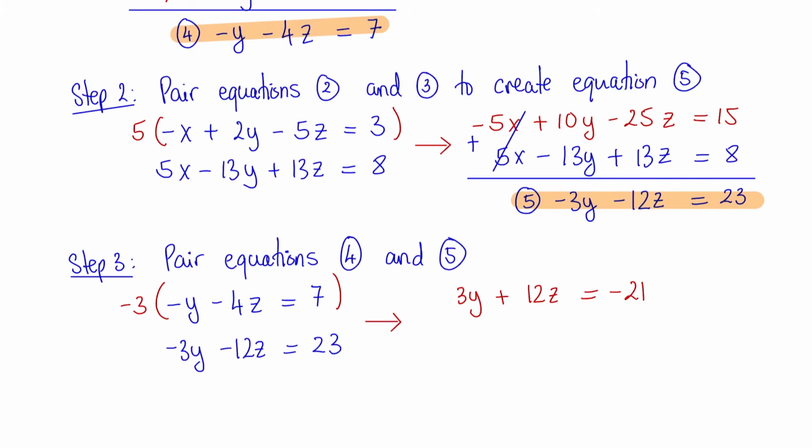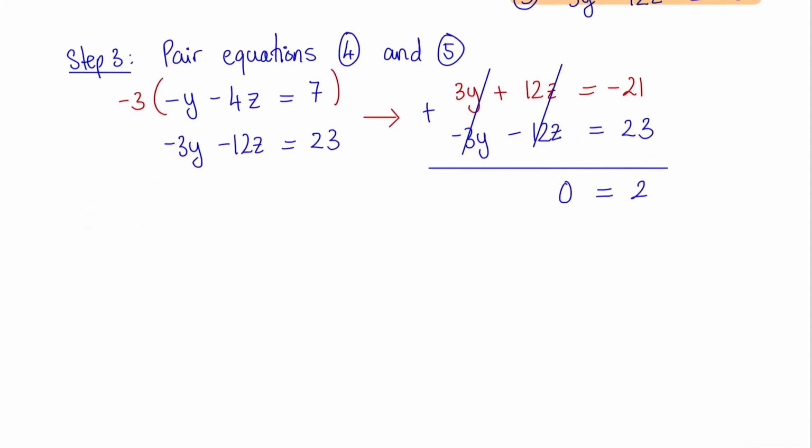The other equation stays the same. Negative 3y minus 12z equals 23. And I am going to add the two equations. 3y plus negative 3y is 0. 12z plus negative 12z is also 0. So on the left-hand side, I have 0. On the right-hand side, I have negative 21 plus 23. This is 2.